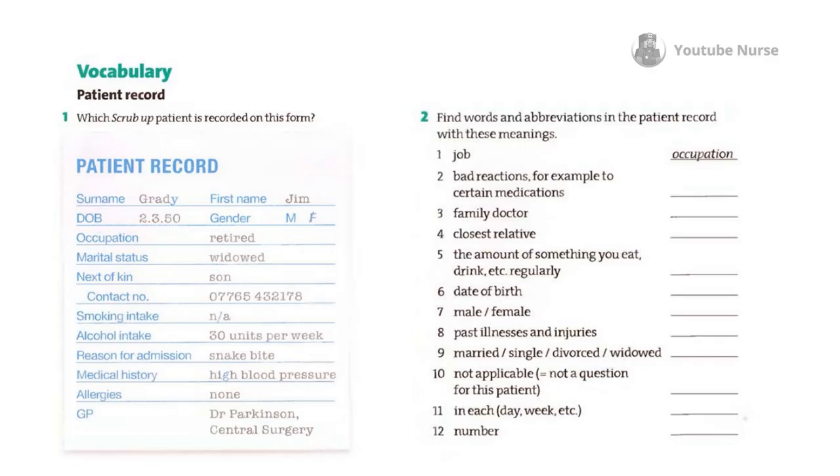Let's break down the abbreviations found in this patient record. DOB stands for date of birth, the patient's birthday, in shorthand form. M stands for male, it's the patient's gender. NA means not applicable, meaning this question doesn't apply to the patient. GP stands for general practitioner, the patient's family doctor. Per means in each day, week, and so on, shorthand for frequency or rate. NO stands for number, used for contact details like phone numbers. These abbreviations help save space and keep records concise.